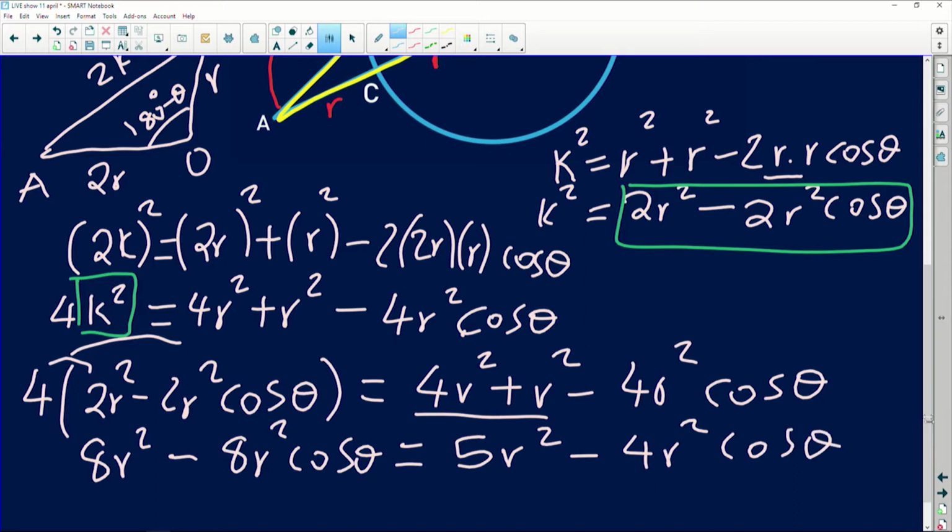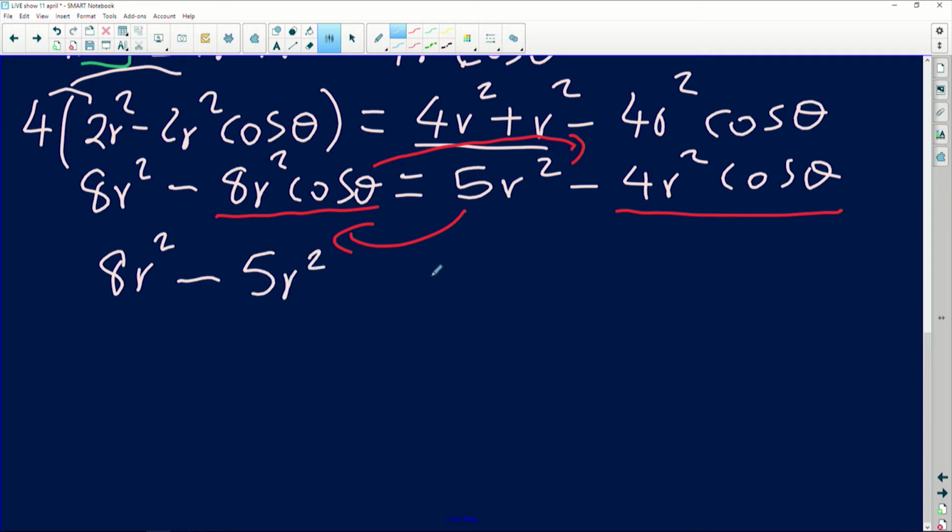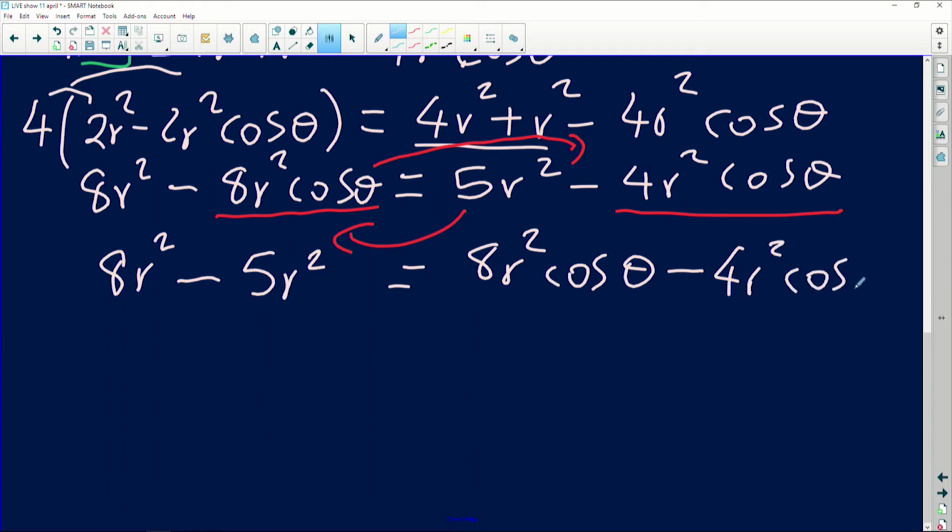Okay, cool. So if you simplify this further, you will notice that we can group the like terms here. This one is actually friends with that one over there. So I'm going to do witchcraft math and take this one over and bring this one over the side. So this is going to give us 8r squared minus 5r squared equals positive 8r squared cos of theta minus 4r squared cosine of theta.